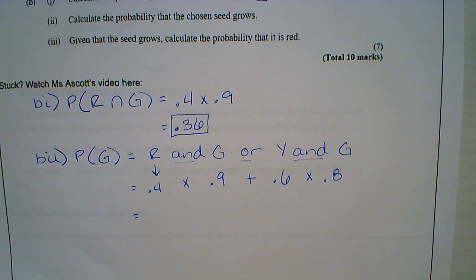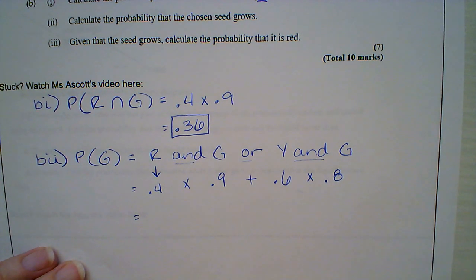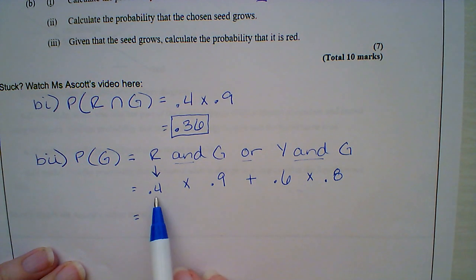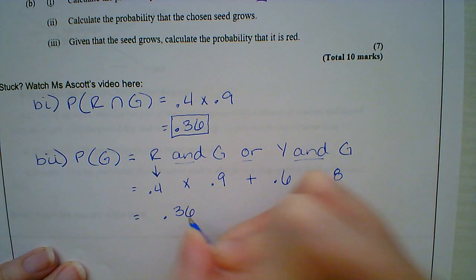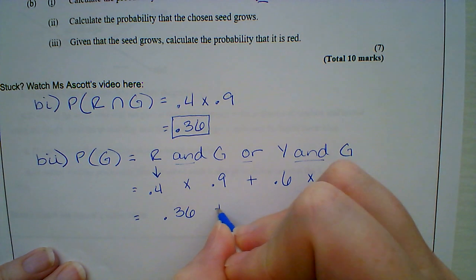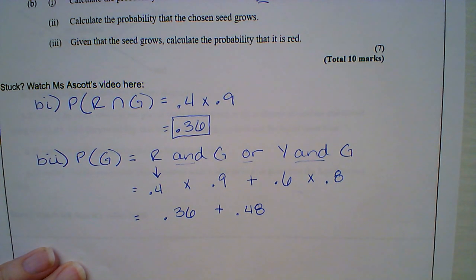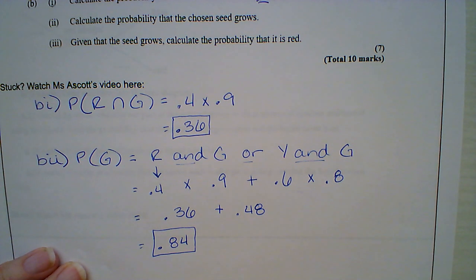Okay. So now, let's see what we got going on here. Okay, so I already know, now, this is really cool. Watch out for this, because IB does this a lot. Notice, I already have this one, 0.4 and 0.9. That's actually from part A. I don't have to do any work there. All I have to do is copy that thing over. Ta-da! Plus, 0.6 times 0.8 gives me 0.48. And when I add these two together, I'm going to get 0.84. So that is the probability that my seed grows.